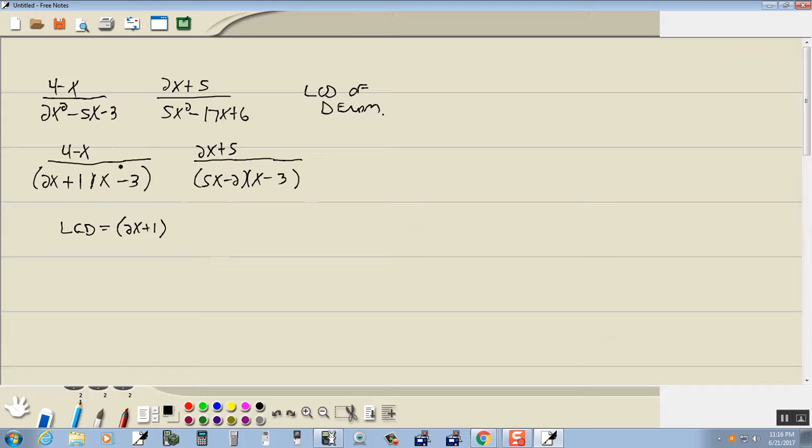Then I go to my next factor, the x minus 3, and I'm looking for the greatest number of x minus 3s in a single denominator. There's 1 here, 1 here, so the greatest number is 1. Notice we don't count how many there are, we're looking for the greatest number in a single denominator. And then our last factor, 5x minus 2: there's none here, 1 here, so we'd have 1. So that would be our answer.